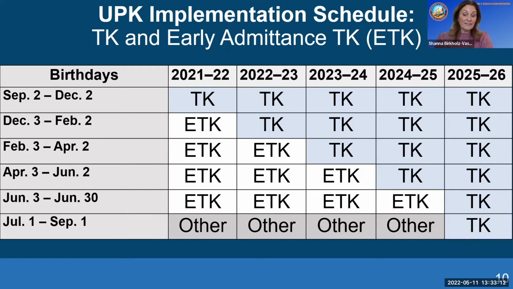In 2025-26, all children are eligible if they turn 4 by September 1st. Because TK is fully implemented, ETK will not exist at this point. Ratios are 1-to-10, subject to future legislative appropriation, with a class size of 24. For the first time, children with birthdays between July 1st and September 1st can be served in TK. Next slide.